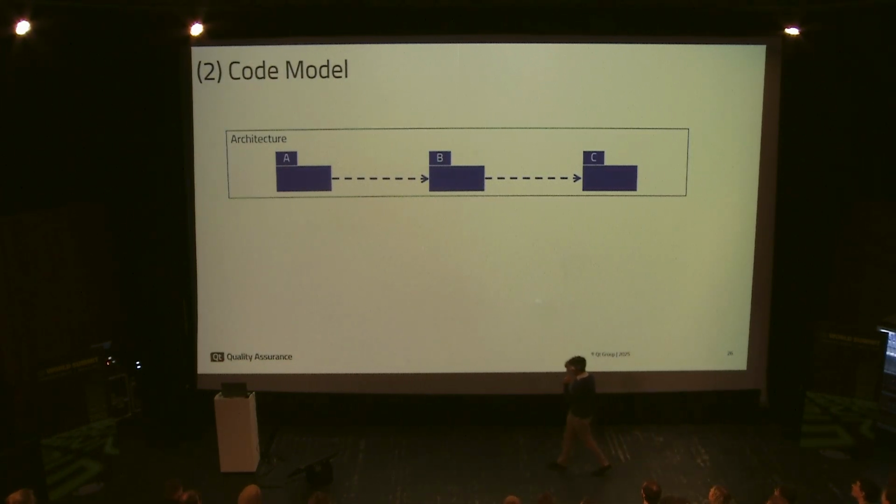We will see this in a second. Let's do a little interlude. The second ingredient is actually the code model. So we have now an architecture model. Great. But now we also need information out of the code.